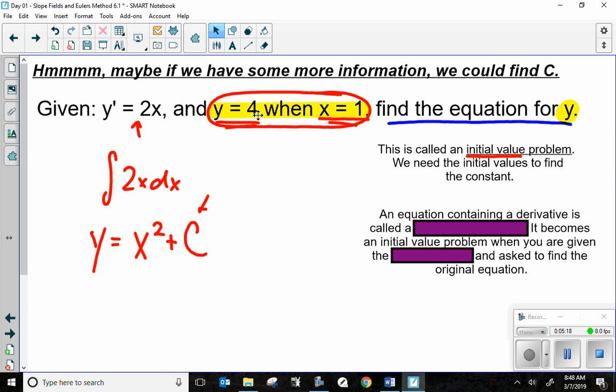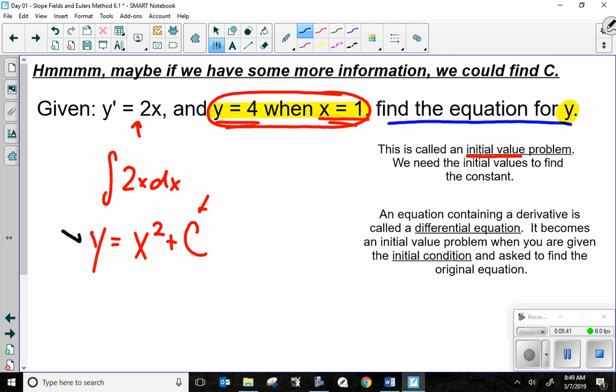An equation containing a derivative is called a differential equation. Derivatives, differentials, differentiation, it's all the same thing, slope, okay? It becomes an initial value problem when you are given initial conditions and asked to find the original equation. So we found y. We don't know what c is, but now they give us a couple of pieces of information.